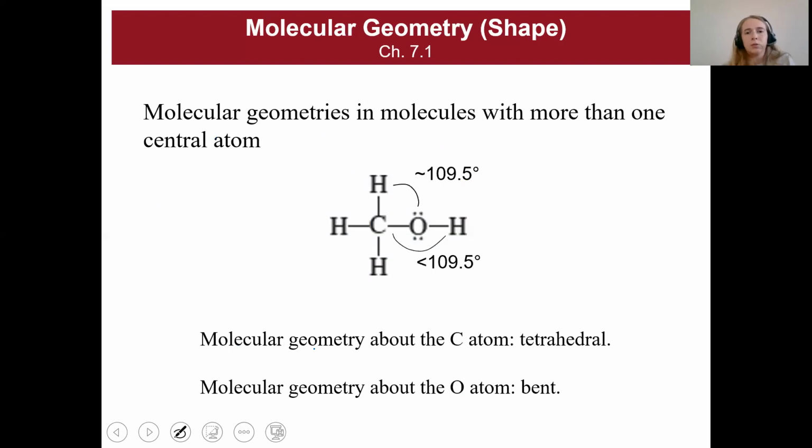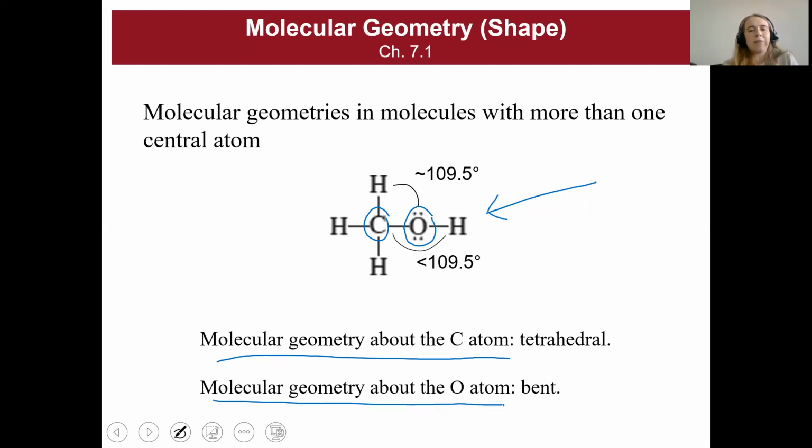And just to finish up here, we can also have molecular geometries in molecules with more than one central atom. So what does that look like? This is a little organic molecule called methanol, where we have two central atoms. The carbon has things attached to it, and the oxygen also has things attached to it, so they are both central atoms. So we have a molecular geometry around the carbon atom, and we have a molecular geometry around the oxygen atom.